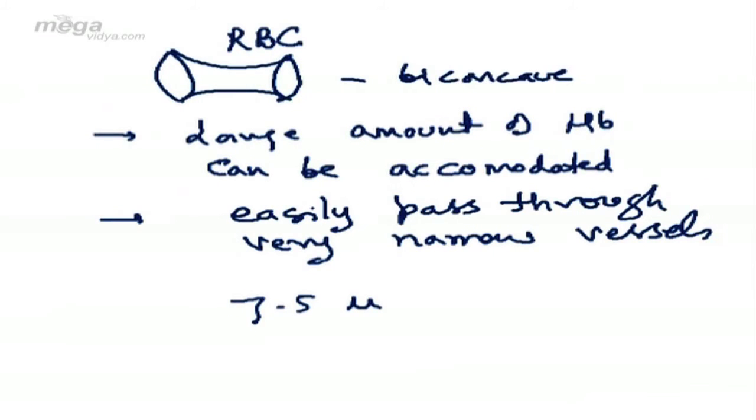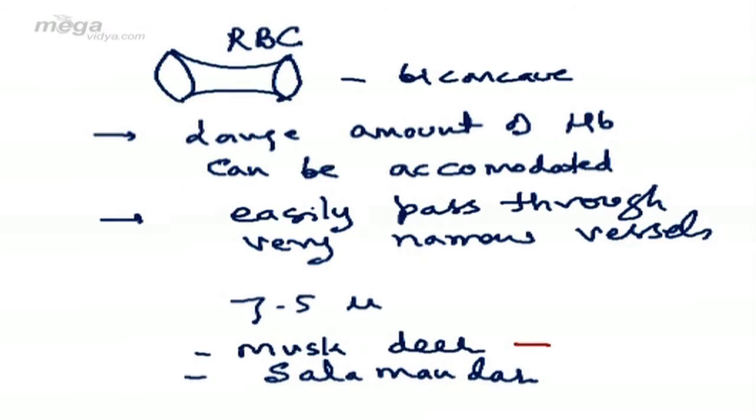The smallest RBCs are found in musk deer. It is an endangered species now. And the largest RBCs are found in salamander. Musk deer has an RBC of around 2.5 microns and salamander has around 30 microns in size.